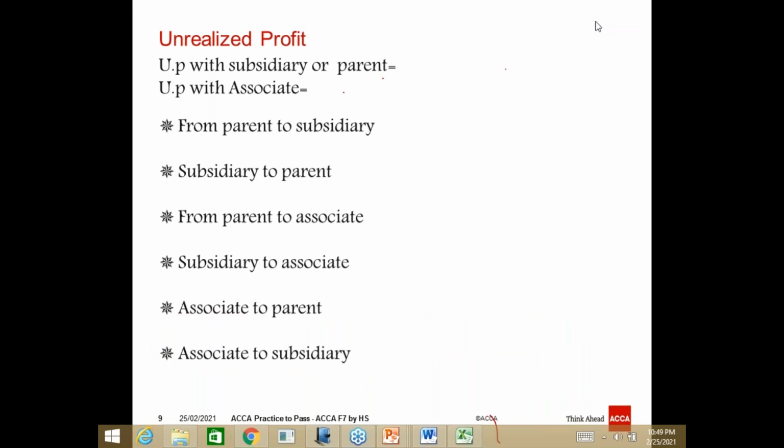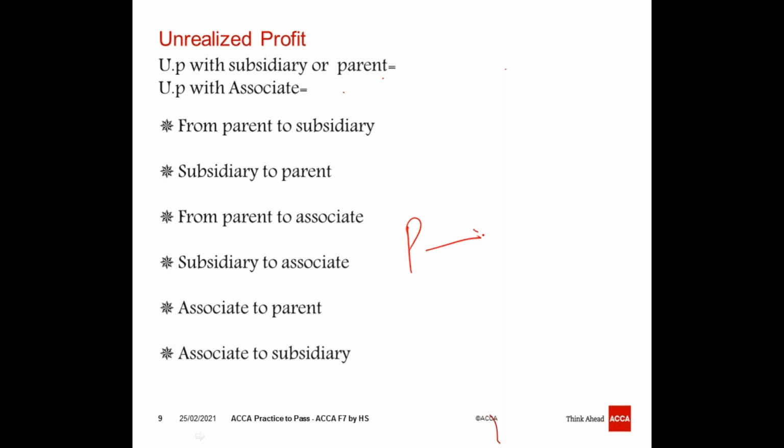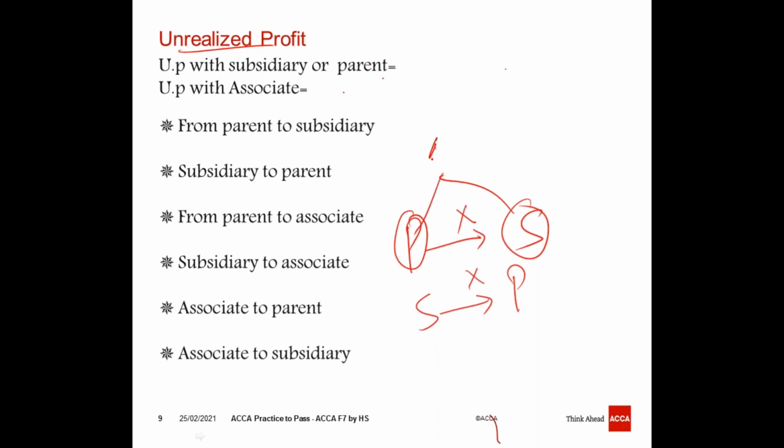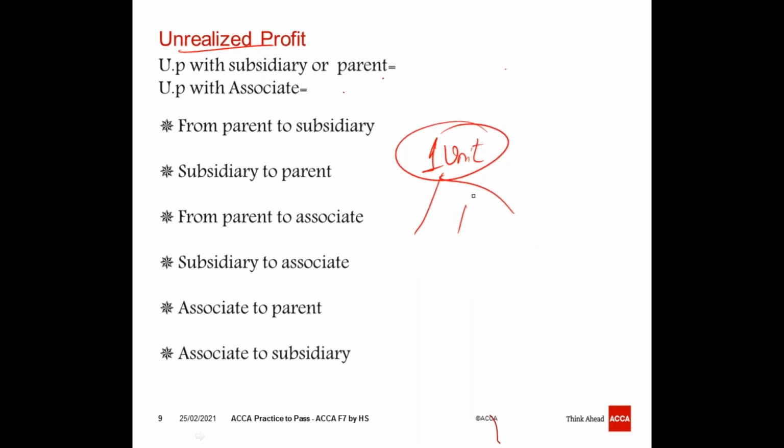Now, in the consolidation, there is a concept called unrealized profit. So unrealized profit means the profit that has been earned by the parent from the subsidiary, or from the subsidiary towards the parent, or there could be an associate. This sort of profit will not be recognized in the consolidation, and that is called unrealized profit. So what you need to do is to reverse that profit amount, because we are assuming that parent and subsidiary companies are a single economic entity, one unit. If you are a single economic entity, then how can you earn profit from yourself? So therefore, in consolidation, we always remove all types of profits earned from the parent to the subsidiary or from the subsidiary to parent.